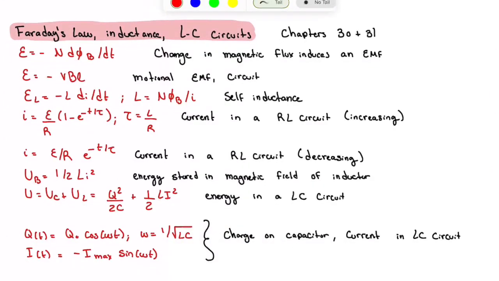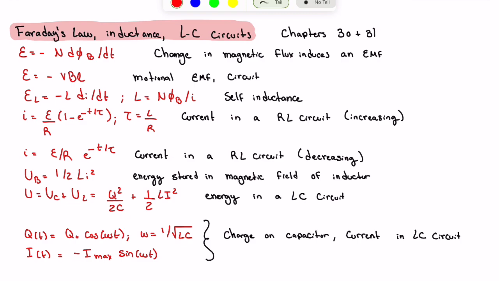So here, these are some of the equations from chapters 30 and 31, where we have Faraday's law here, which is saying that a change in magnetic flux is going to induce an EMF. And we also saw a whole bunch about Lenz's law here. That's just the negative sign.